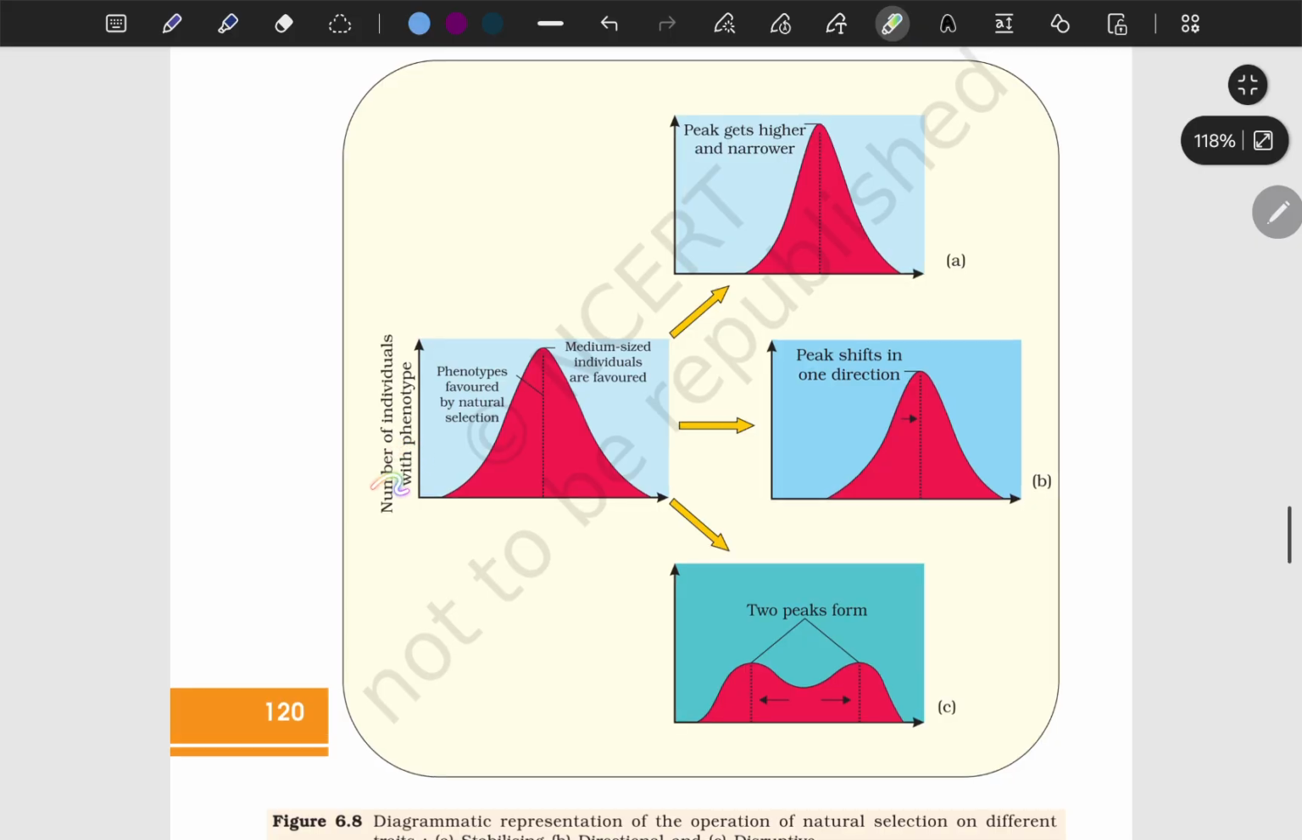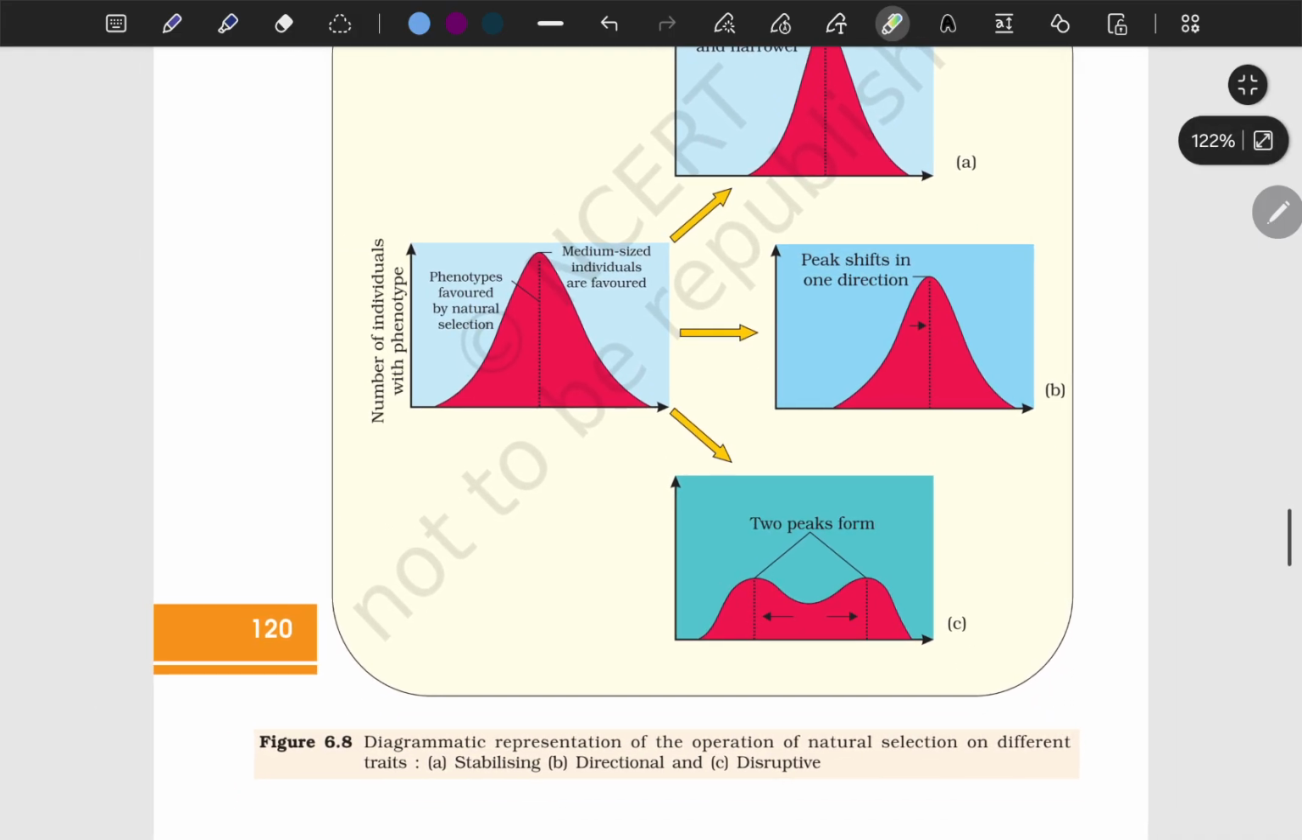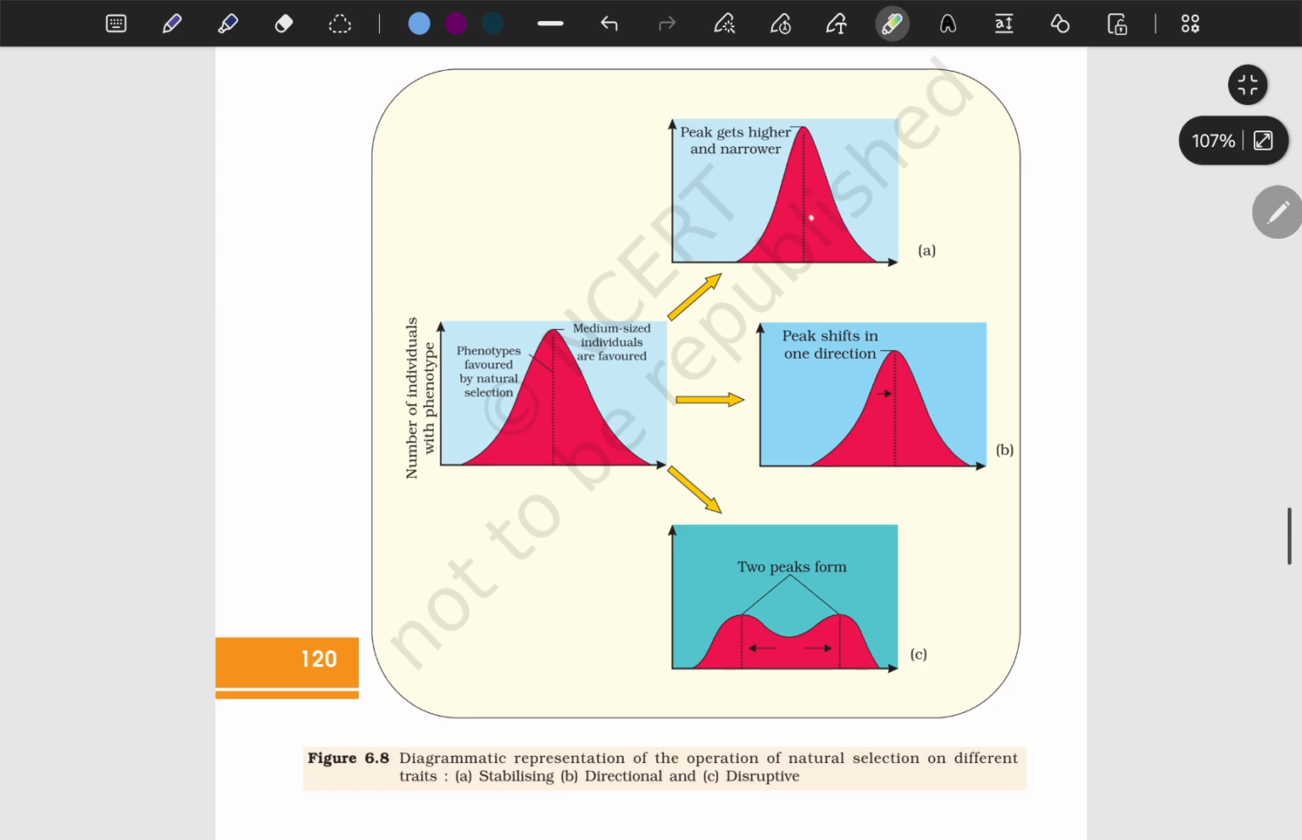So this is the number of individuals with phenotype. So phenotypes favored by the natural selection, medium-sized individuals are favored. This can be in three types. The peaks get narrower and higher. That means the medium-sized individuals are favored and the extreme ones are not favored. So this is called stabilizing selection. The mean value, the favored value, is increasing.